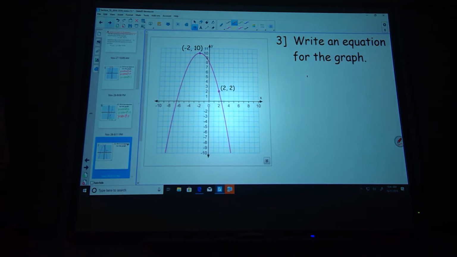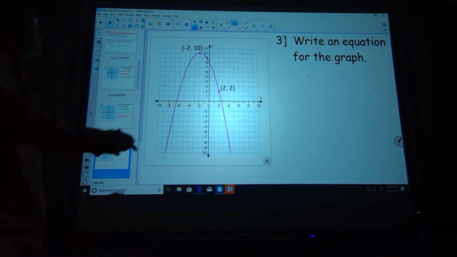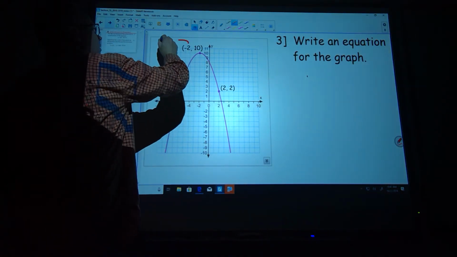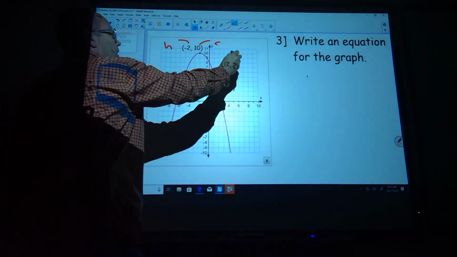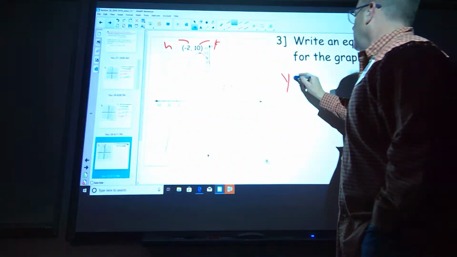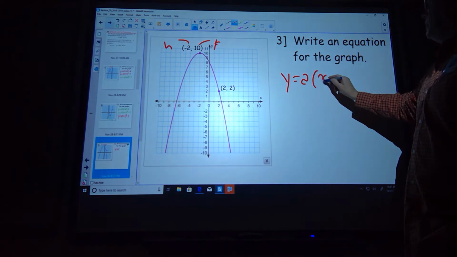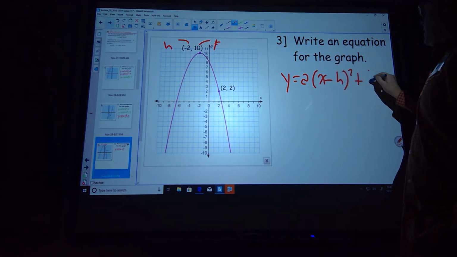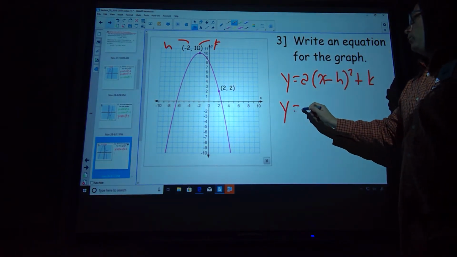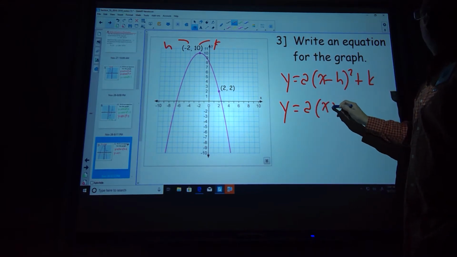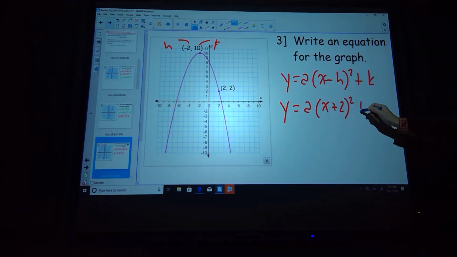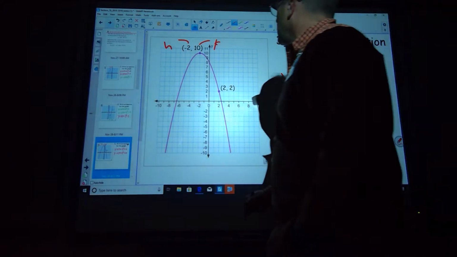All right, we know my A value has to be negative. This is my H. This is my K. I get y = a(x − h)² + k. And then I have y = a(x + 2)² + 10, is that right? So let's see if we can figure out my A value.